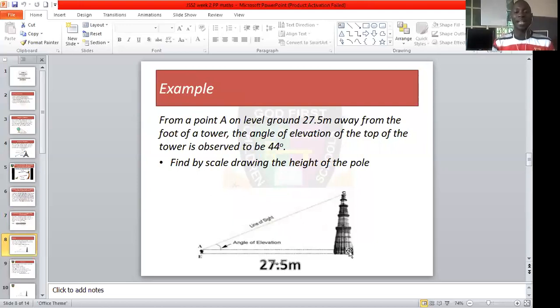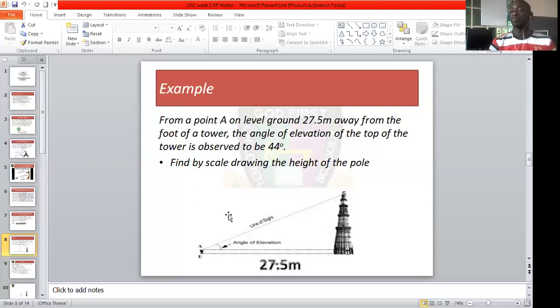And the angle of elevation of the top of the tower is observed to be 44 degrees. That is the angle by which, from this point A, you observe the top of the tower. The angle you make from the eye level to the top of the tower is 44 degrees. It's an angle of elevation, that is, you are observing something above the normal eye level. Now the question says, find by scale drawing the height of the pole, that is the tower, from the foot of the tower at ground level to the top of it. So what is the height of the tower?